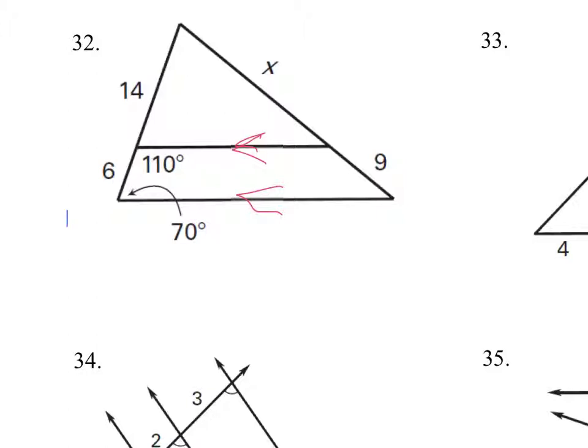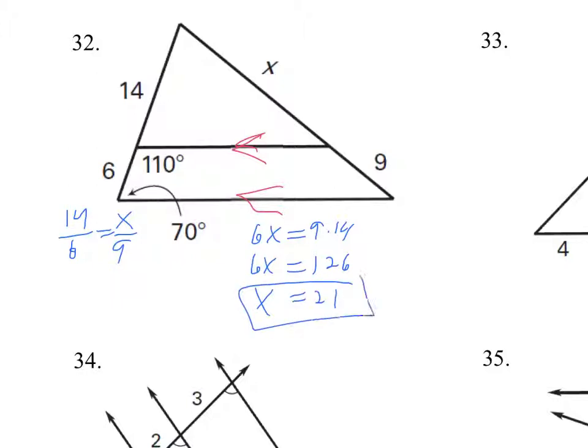I'll just do 14 over 6 equals x over 9. Then I'll cross multiply, and we'll get 6x equals 9 times 14. 9 times 14 is 126. And then divide 126 by 6, and you get 21 as your answer.